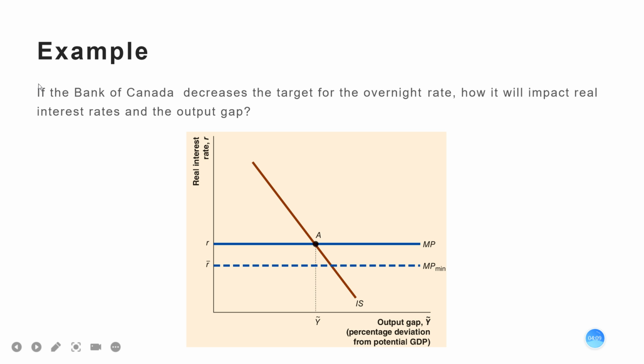Let's see an example. If the Bank of Canada decreased the target for the overnight rate, how will it impact the real interest rate and output gap? As we can see, if the Bank of Canada decreased the target for the overnight rate, the MP curve will shift down, so the real interest rate will decrease and the output gap will increase.